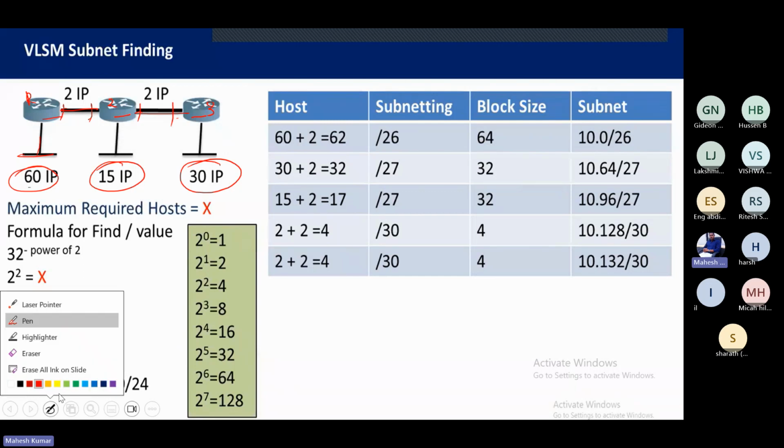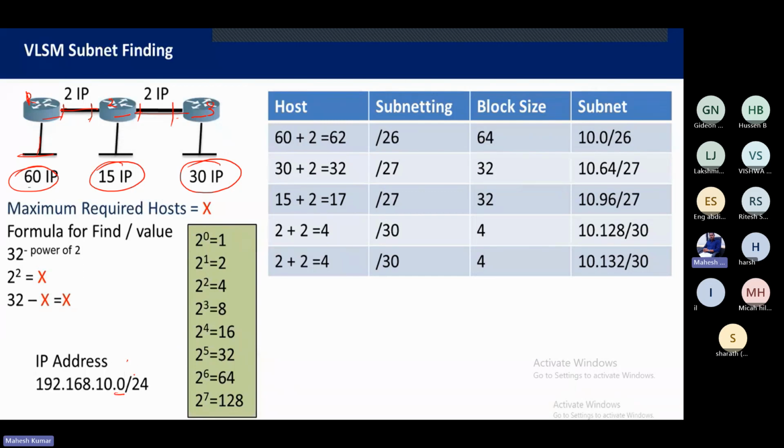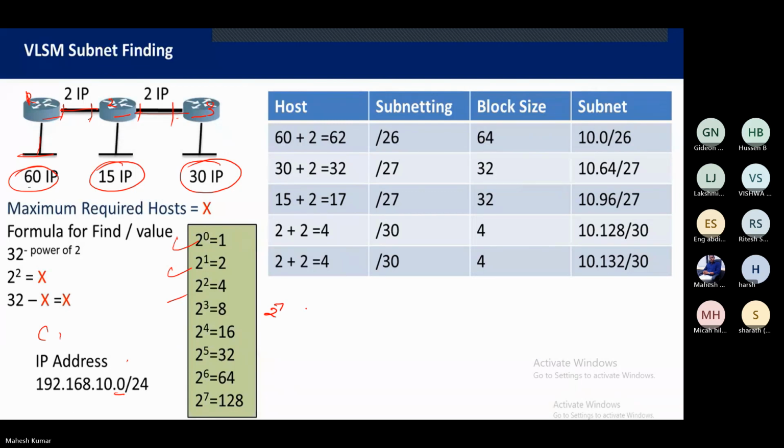We will use 192.168.10.0, a class C network, with slash 24 by default. So what is our magic table? This is our magic table. I'm using it like this: 2 to the power 7, 128, 2 to the power 6, 2 to the power 5, 2 to the power 4, 2 to the power 3, 2 to the power 2, 2 to the power 1, 2 to the power 0.